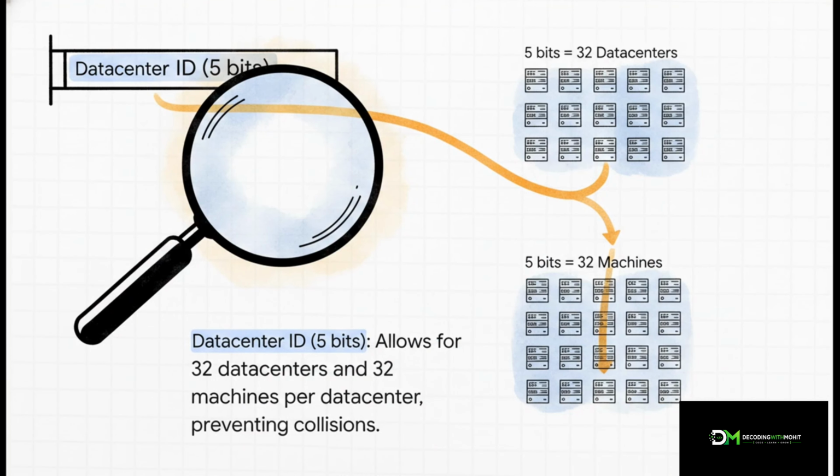Okay, so we've got time covered, but what about the distributed problem with all those different servers? Well, that's what these next 2 sections are for. A 5-bit data center ID and a 5-bit machine ID. This setup means you can have 32 unique data centers, and inside each one, 32 unique machines. The ID's origin is literally baked right into the number itself, so 2 different machines can never create the same ID even in the exact same millisecond.